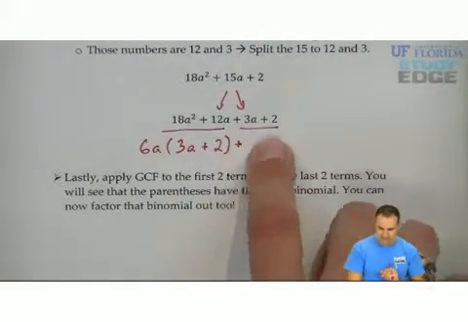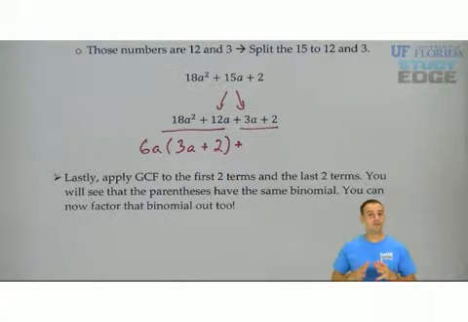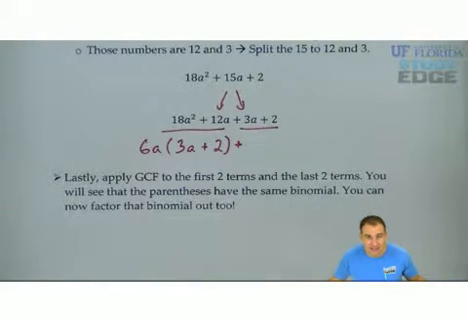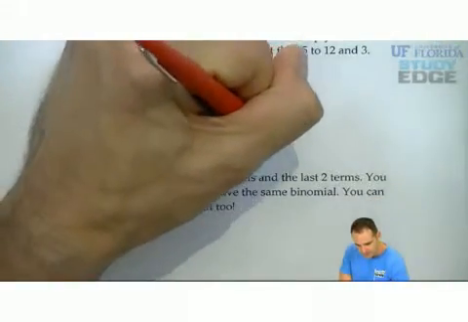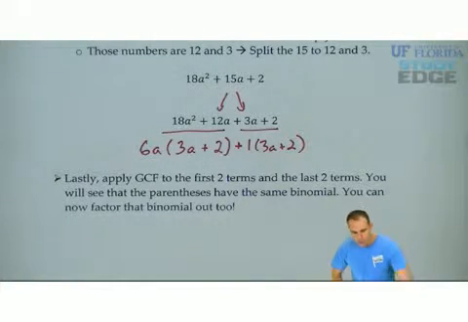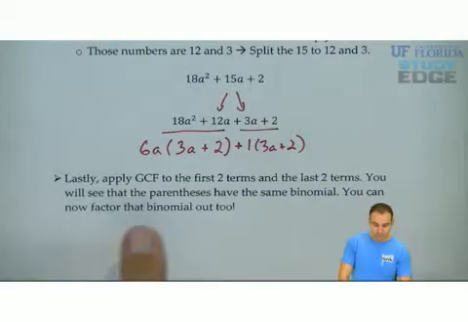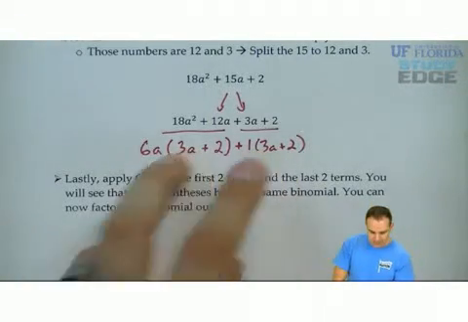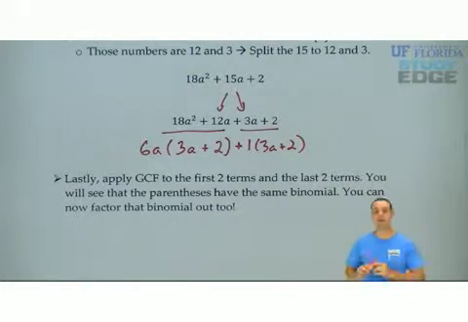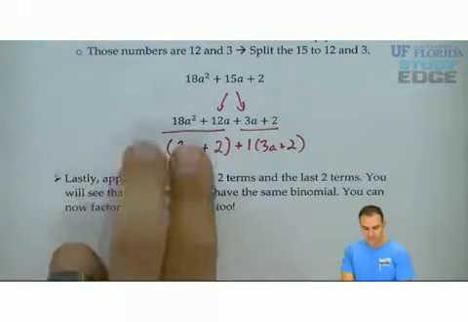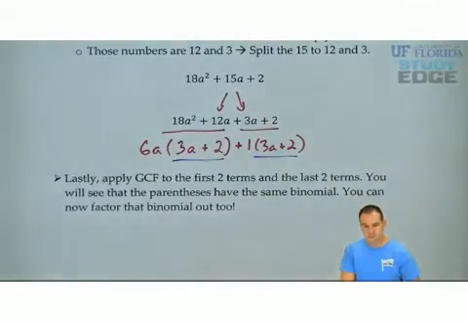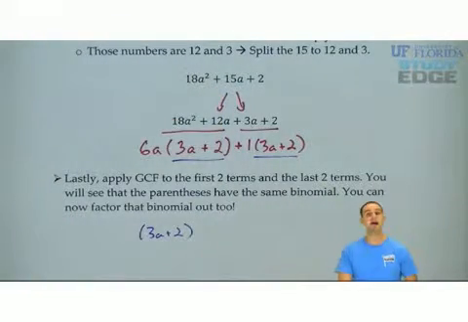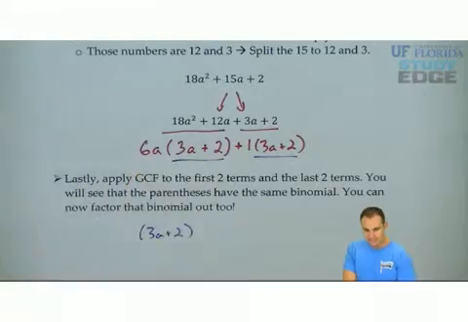Plus, now in this case, 3a plus 2, there's nothing in common, which I always want to remind you of: if there's ever nothing in common, what is really in common with everything? 1. So you're going to place a 1 there, times 3a plus 2. You will now see, if you did this correctly, that the parentheses have the same binomial, 3a plus 2, 3a plus 2. You can now factor that binomial out as well. I went from 4 terms to 2 terms separated by an addition sign. I'm going to factor out the 3a plus 2, giving me 3a plus 2 times what was left in front, 6a plus 1.